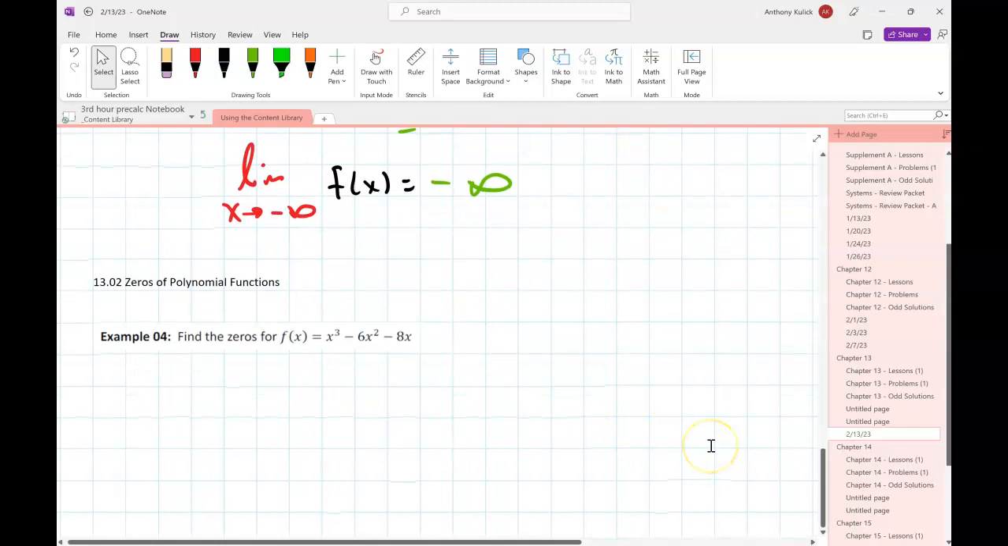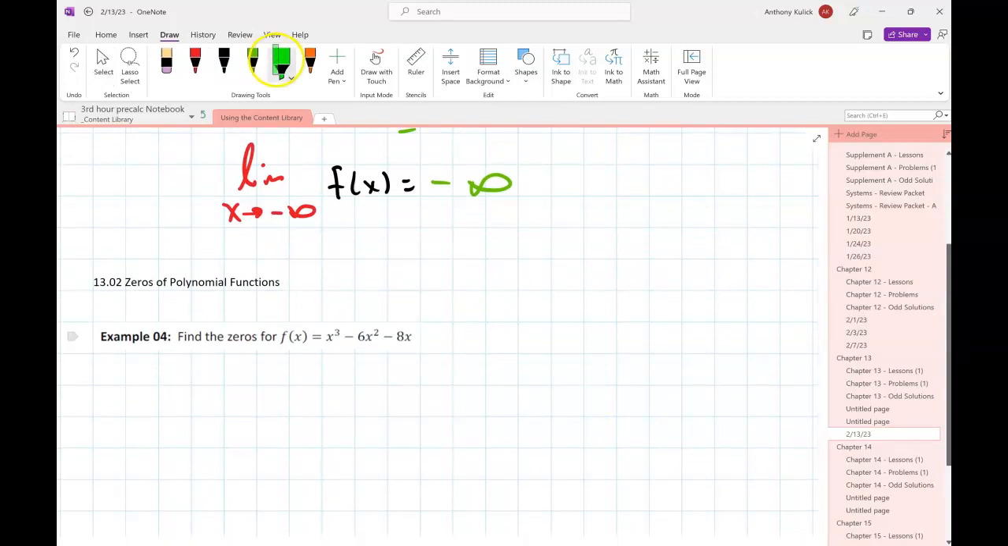So if I want to find the zeros for any function, what am I going to be replacing the f of x with? 0. Because if the zeros for my function are the x-intercepts, what is the y-coordinate for an x-intercept? Always 0. Okay. So we're going to be solving this polynomial.